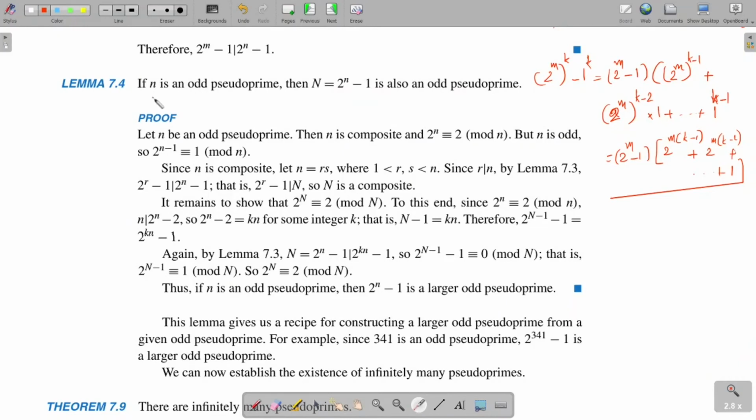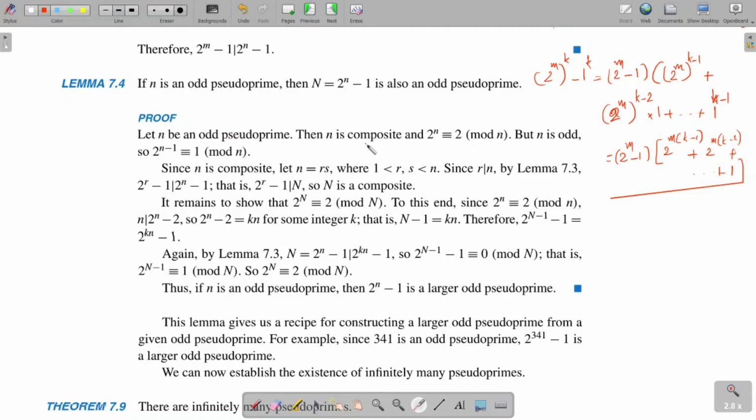Next lemma is, if n is an odd pseudoprime, then capital N equal to 2^n minus 1 is also an odd pseudoprime. If we can find an odd pseudoprime, say small n, then taking the integer 2^n minus 1, it will also be an odd pseudoprime. So we prove the result. Let n be an odd pseudoprime.